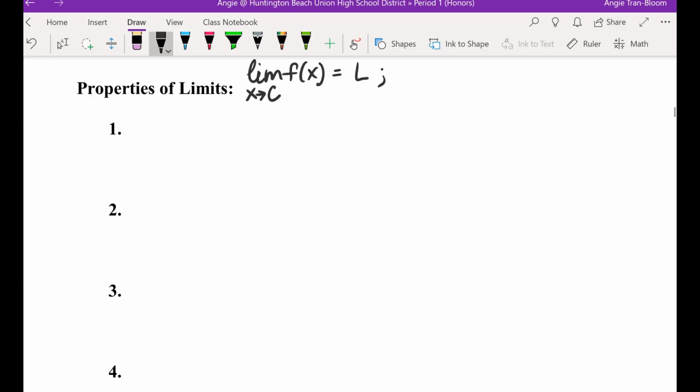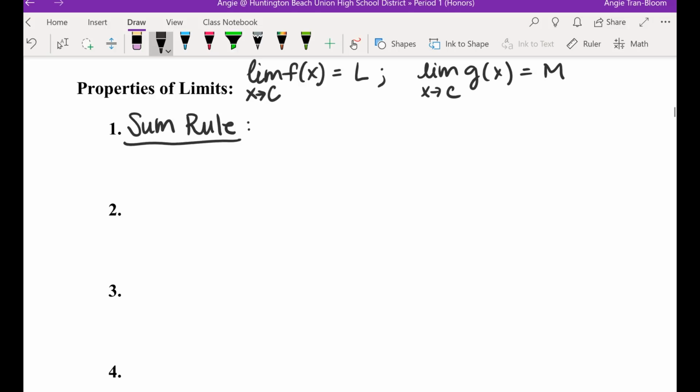Then I'm going to give you another function, g of x. The limit of g of x as x approaches c equals m. So this is saying that the limits of these two functions as x approaches c are values that do exist. So property number 1 is called the sum rule, okay?